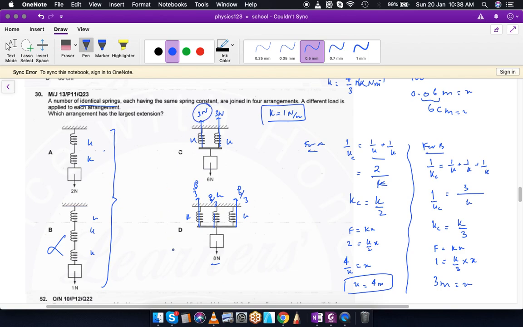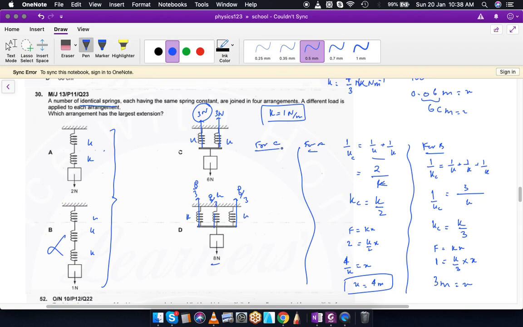Here the force is 3 newtons, right? And here what we needed to understand was that it is 3 newtons on k. Alright, that seems like a big extension. So let's see if this may be the answer.